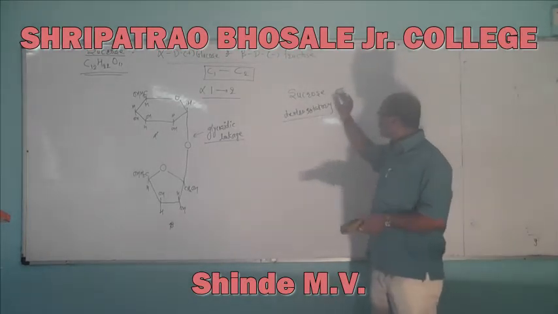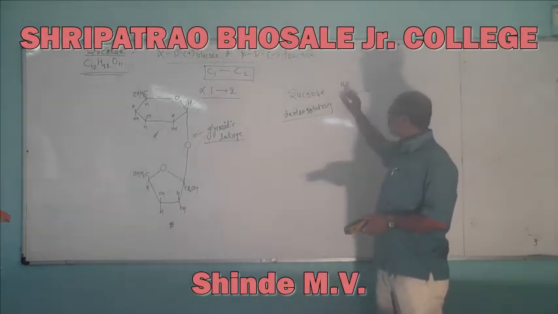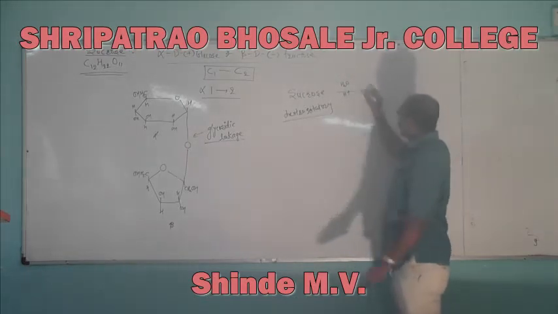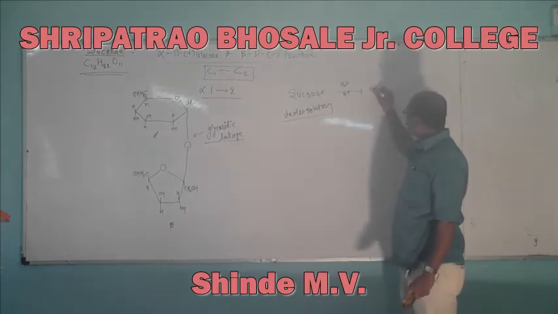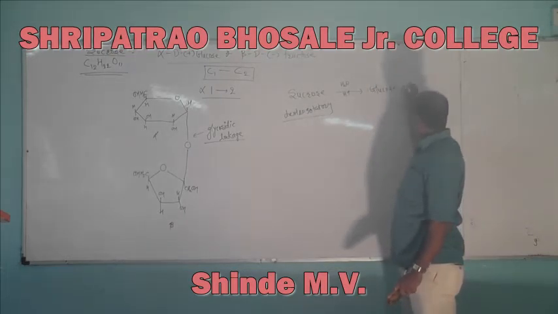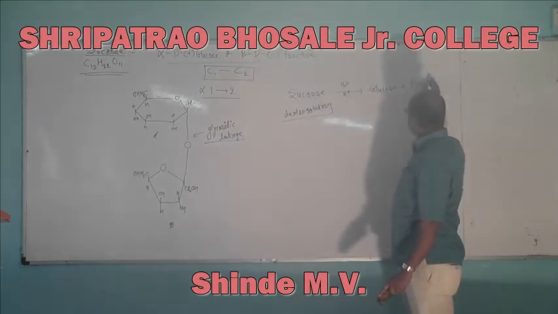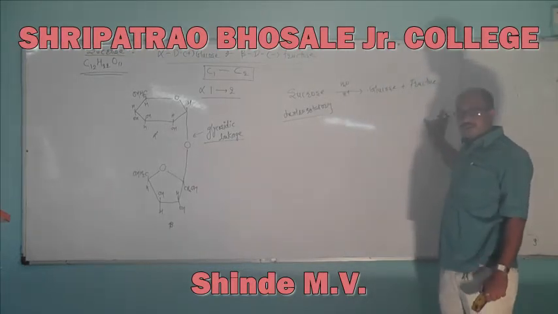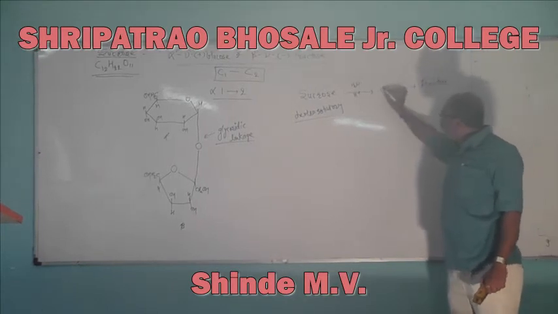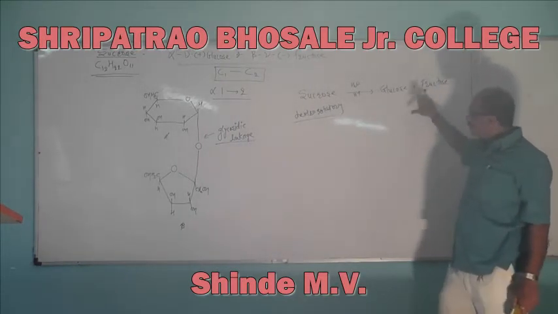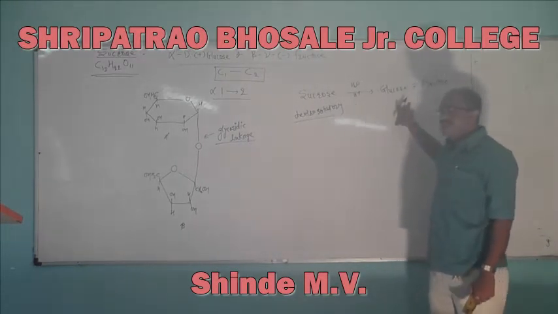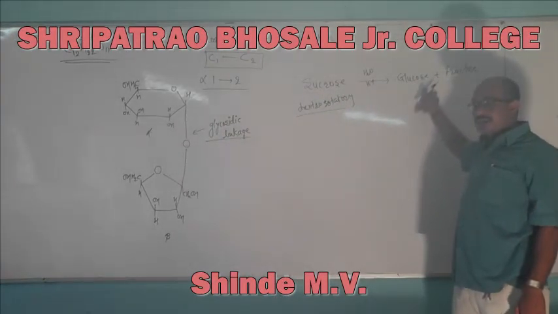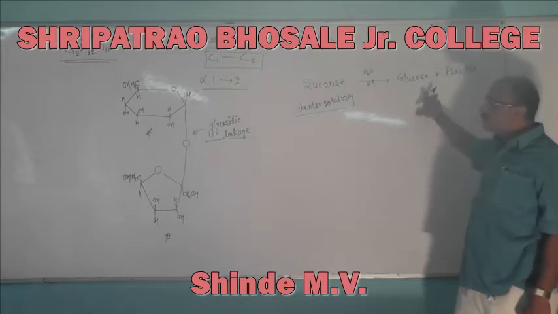But when sucrose is hydrolyzed, it gives us one molecule of glucose and one molecule of fructose. One molecule of glucose and one molecule of fructose. When sucrose is hydrolyzed, the solution becomes levorotatory.